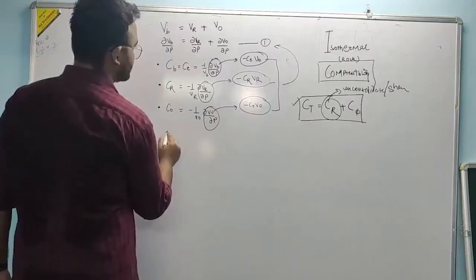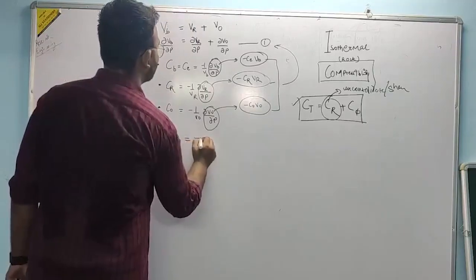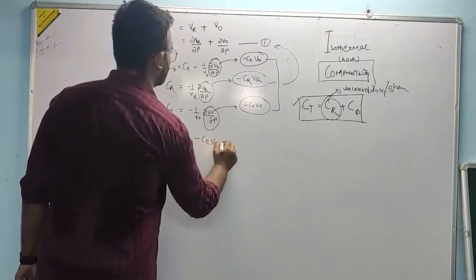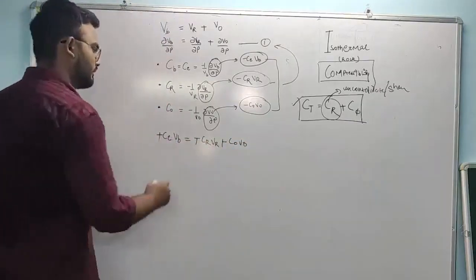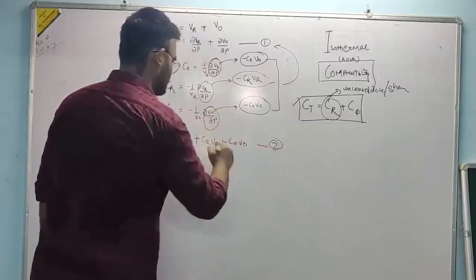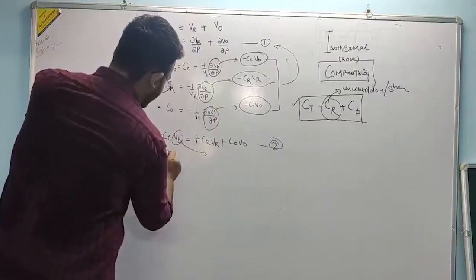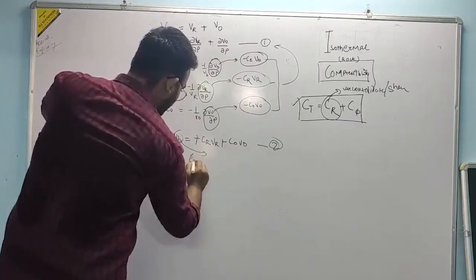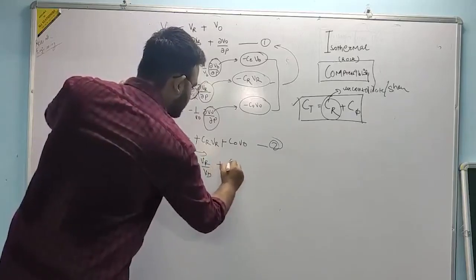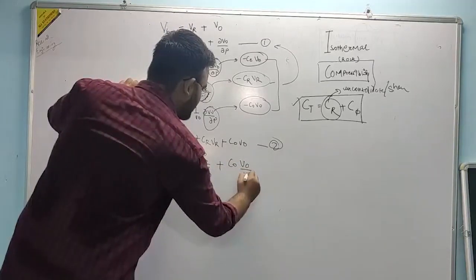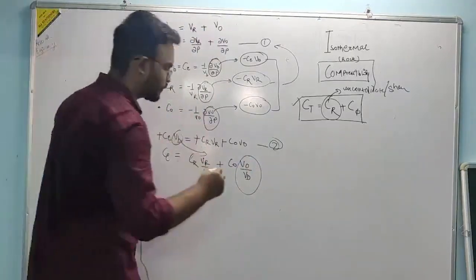So what we get is minus Ce Vb equals minus Cr Vr minus Co Vo. Simple. So this turns out to be positive. This is our second equation. Now, if we divide this by Vb, the Ce is Cr Vr by Vb plus Co Vo by Vb. What is this thing? Yes, it's porosity.